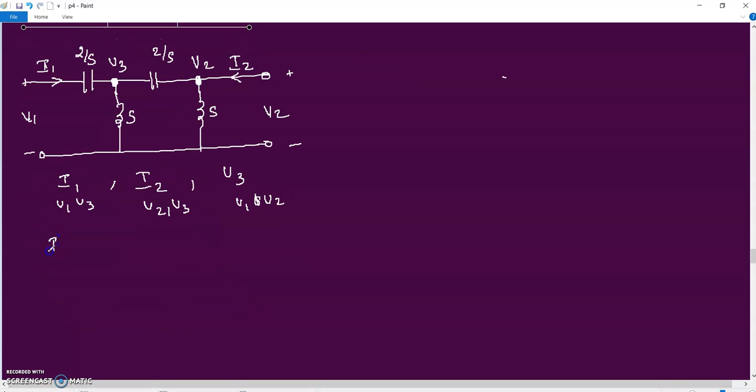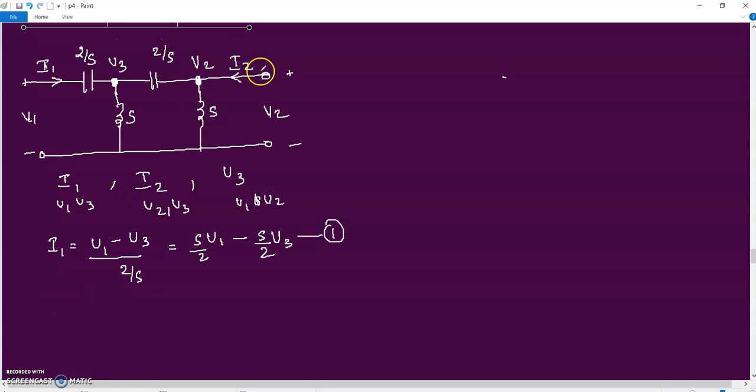Beginning with I1, I1 is V1 minus V3 by 2 by S. And we can write this as S by 2 V1 minus S by 2 V3. This is equation number 1.